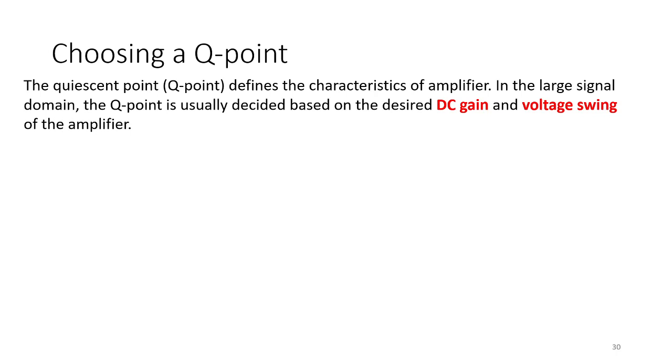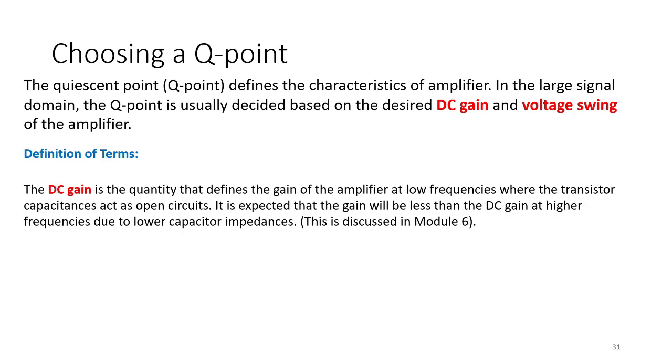Let's just redefine that the quiescent point defines the characteristics of the amplifier. In the large signal domain, the VTC domain, the Q point is usually decided based on the desired DC gain and voltage swing of the amplifier. Let's define: the DC gain is the quantity that defines the gain of the amplifier at low frequencies, where the transistor capacitances act as open circuits.